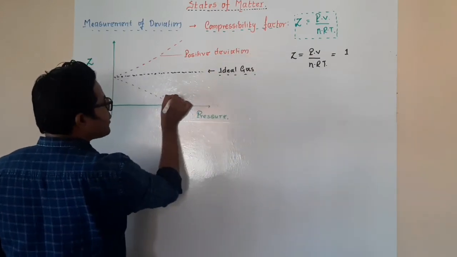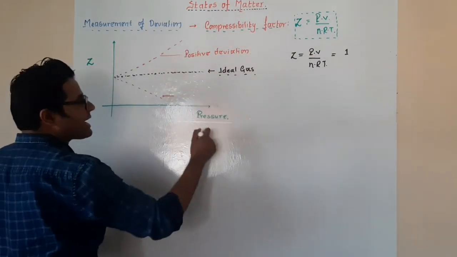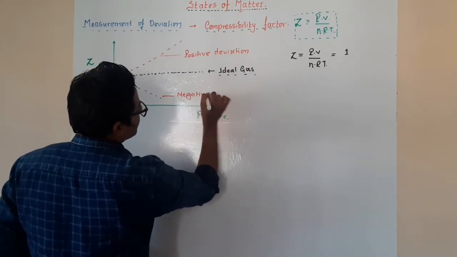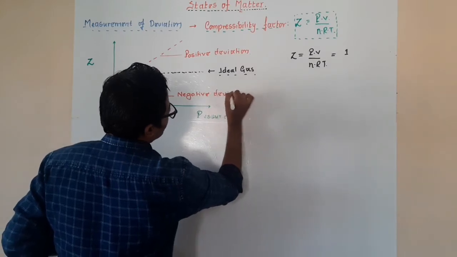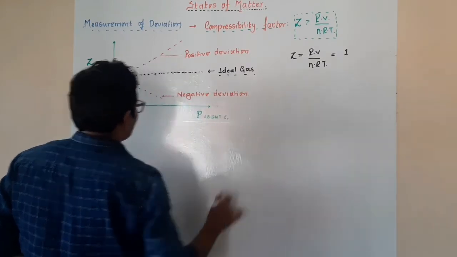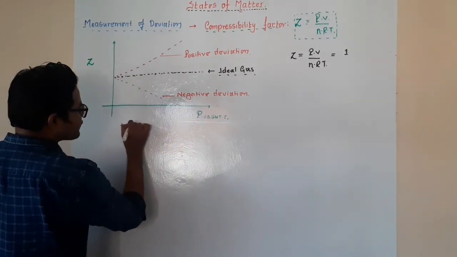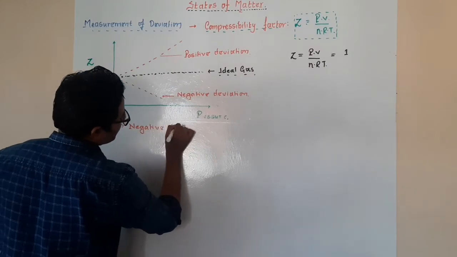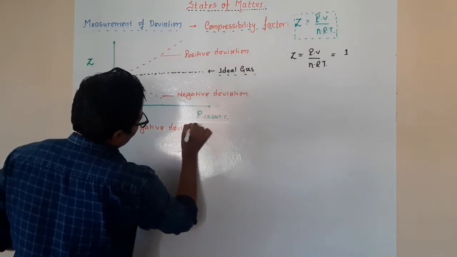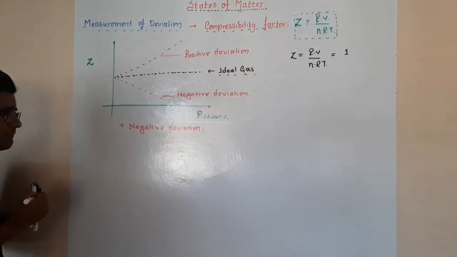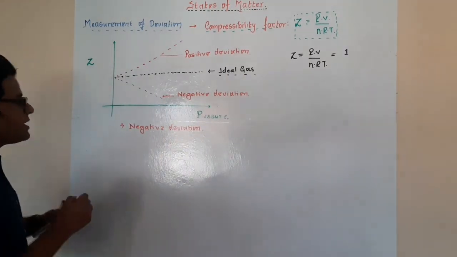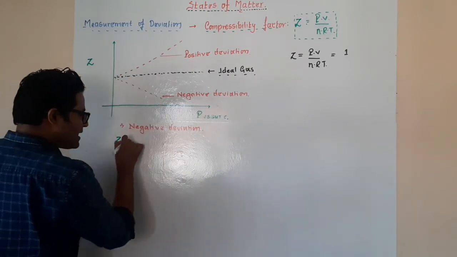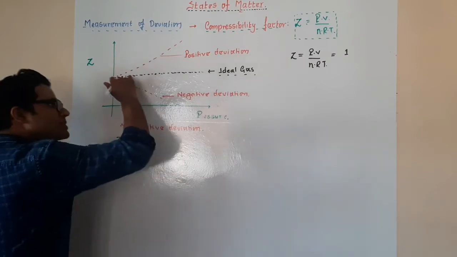And if the plot is going below the ideal gas, we call this a negative deviation. Now, first let's observe the points for the negative deviations. When we observe the negative deviations, of course, the Z value for this is going to be less than 1 because it is going down.